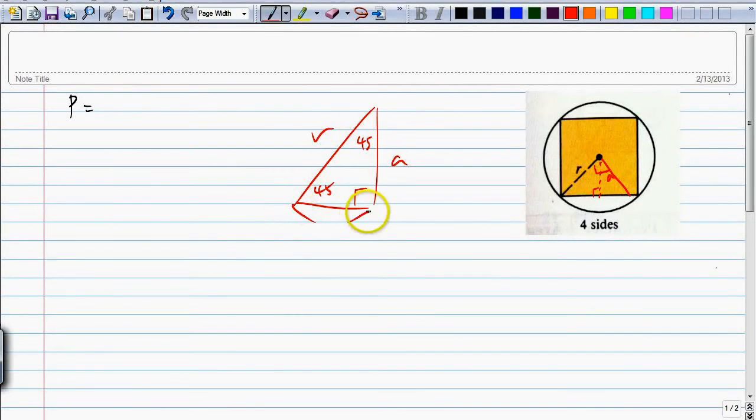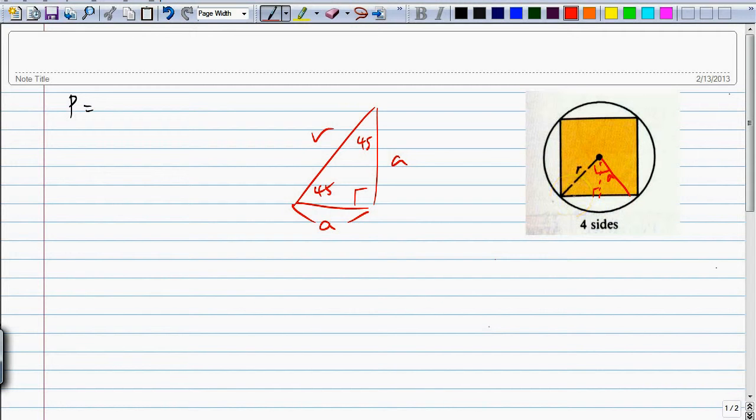What would I call this side also? What should I call that? Kevin? Yeah, same as A. Why is this also A, class? 45, 45. Yeah, it's 45, 45, 90. And now in that, what do we have in here? We have a square, don't we? So the apothem is going to be half of this side.